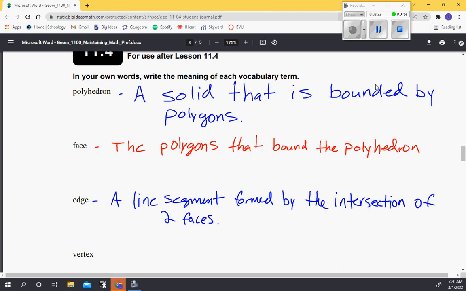A vertex is a point where three or more edges meet. Oh, not faces, edges.